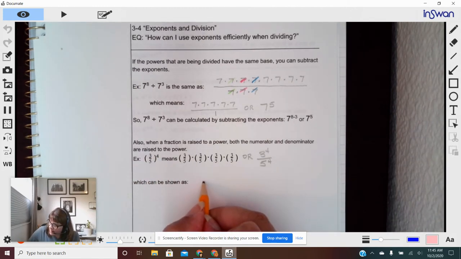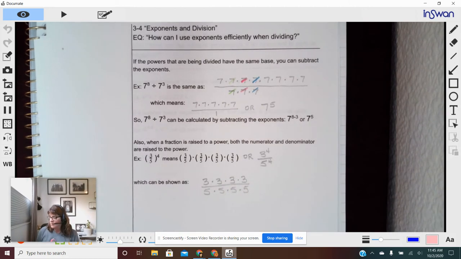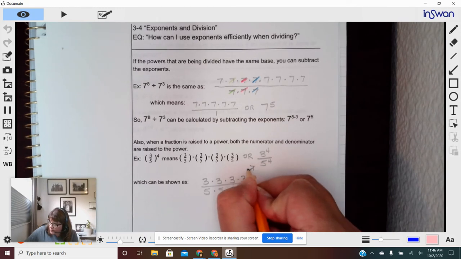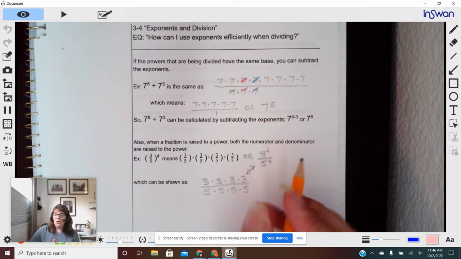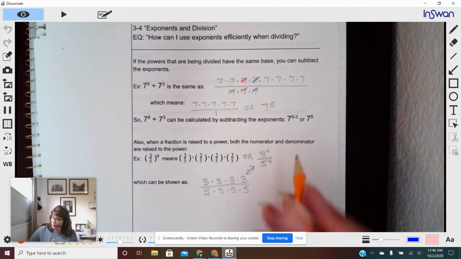Okay. And that is 3 times 3 times 3 times 3, 5 times 5 times 5 times 5. Okay. But we would almost never write it that way. Okay, this is why these match one another. But you would honestly answer this just in exponential form, 3 to the 4th power and 5 to the 4th power, or you would multiply it all the way out.